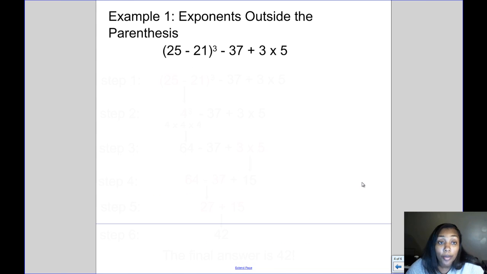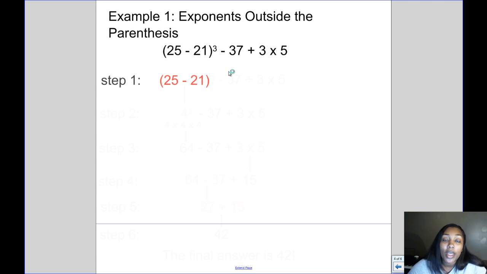So let's do some examples. This first example is when there's an exponent outside the parentheses. And this may be new to you guys this year. So a common thing that you might see in an order of operations problem is where they've given you a parentheses and then they've placed an exponent on the outside of the parentheses. And so I'm going to show you how to solve that type of problem.